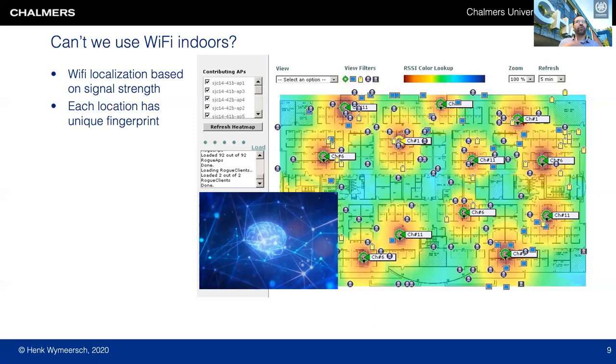And it doesn't really use any geometric information, it just uses the fact that there's a rich scattering environment and different locations have different fingerprints. And here you can get relatively good accuracy up to maybe a few meters.